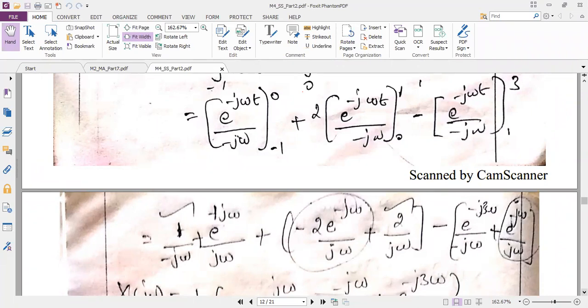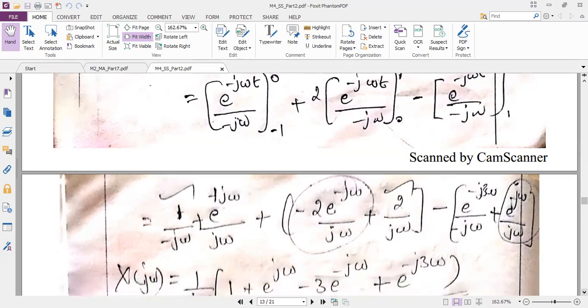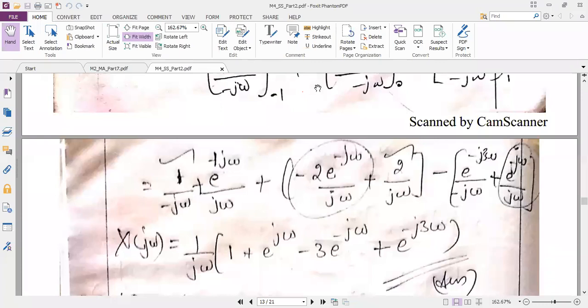Has anyone got the answer for the first term? Sharon, the first term. 1 plus e power j omega by minus j omega.